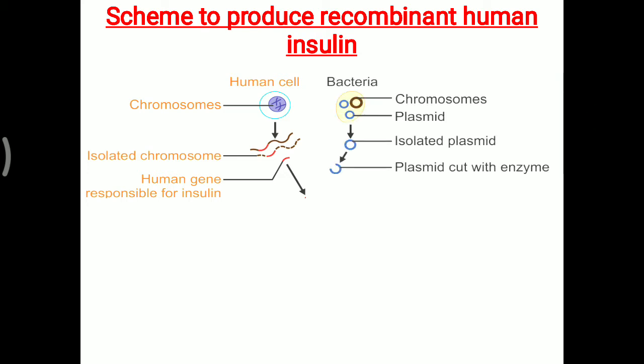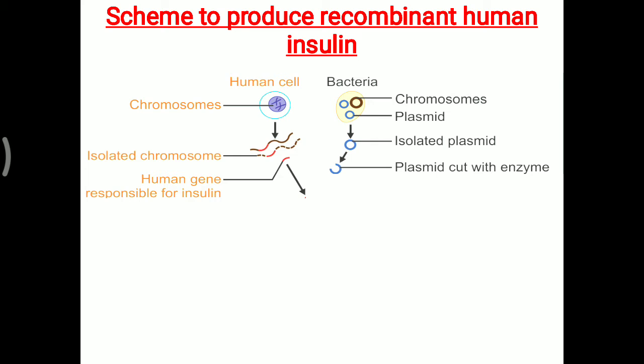So the human gene which is able to produce insulin is isolated, and that is possible to get from the beta cells of the pancreas, which are in the active form. Now once it is obtained, the plasmid from bacteria is isolated and this plasmid is cut with the enzyme restriction endonuclease, and the same human insulin gene is also cut with the same restriction endonuclease.